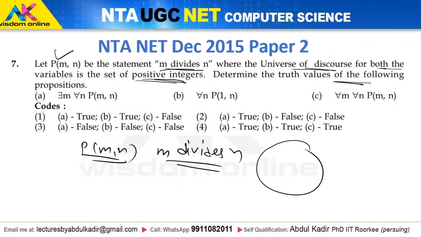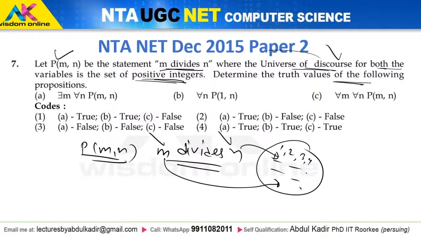And the domain is given to you as the set of positive integers, meaning 1 2 3 4. This is your domain for both the variables, m and n. Basically m will take values from the set of positive integers, and n will take values from the set of positive integers. So this is our universe, our domain. Now he is asking the truth value of these sentences.